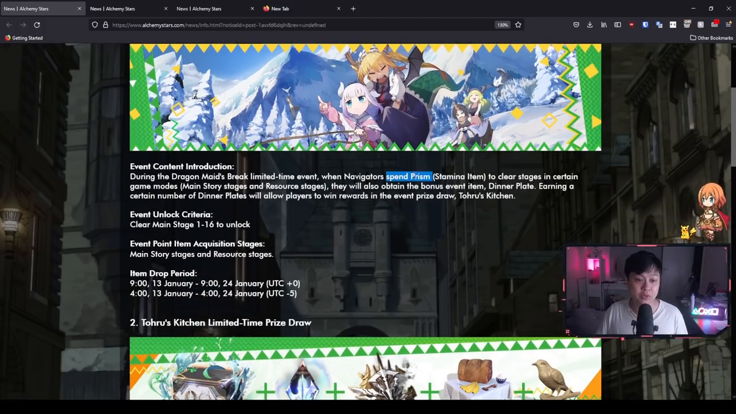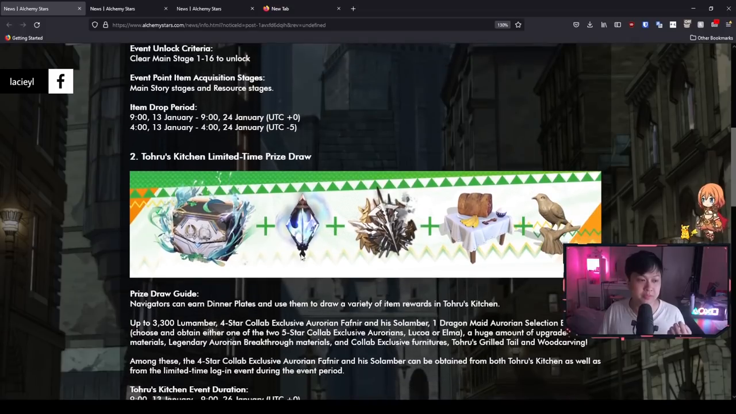where when we spend stamina, we're going to be getting some bonus event item called the dinner plates. And then using the dinner plates, we will be able to go into the event prize draw, Toru's Kitchen, in which we will be able to get some of these items, as you can see over here.